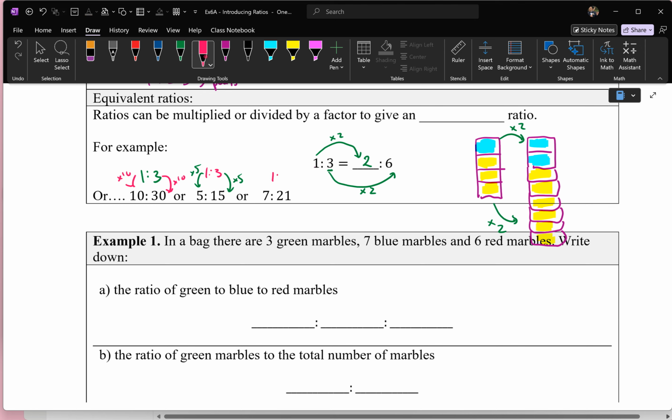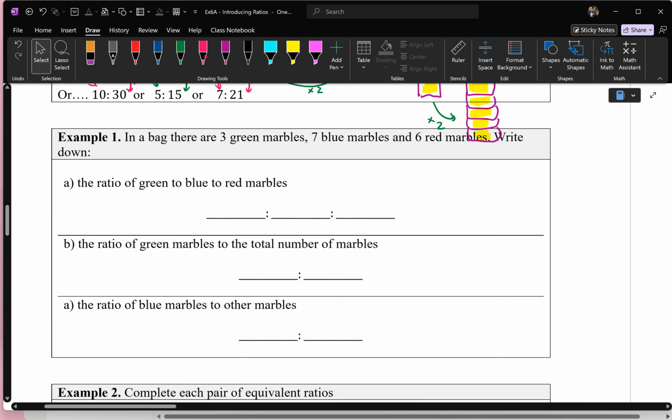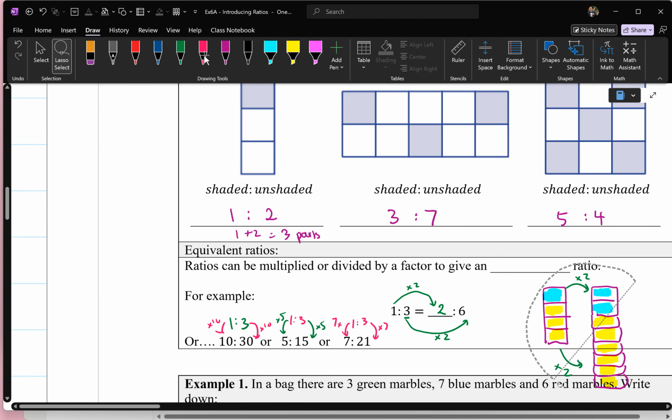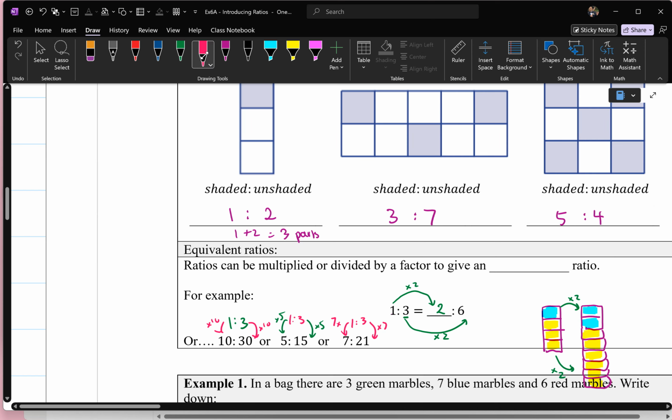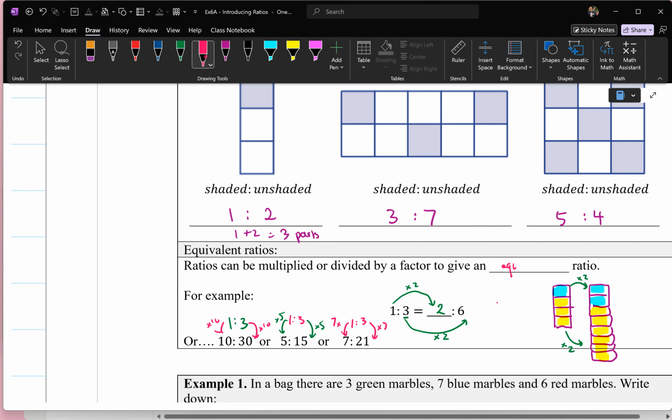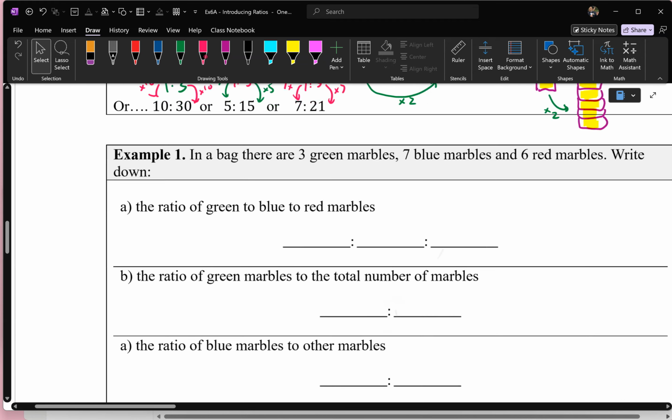If this was a 1 to 3, same thing again, I times this by 7, and I times this by 7, and you can see that they are all equivalent. So 7 to 21 is the same thing as 1 to 3, kind of like fractions. Let's do an example together here. I'm just going to shrink this one a bit so we've got a bit of space. Ratios can be multiplied or divided by a factor to give an equivalent ratio. All right, let's answer this question.